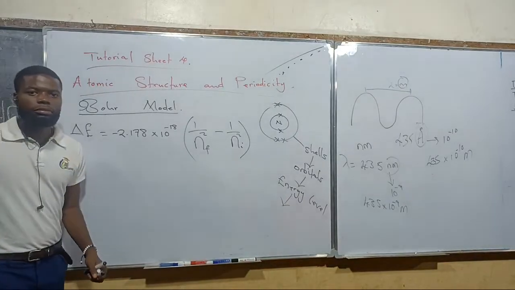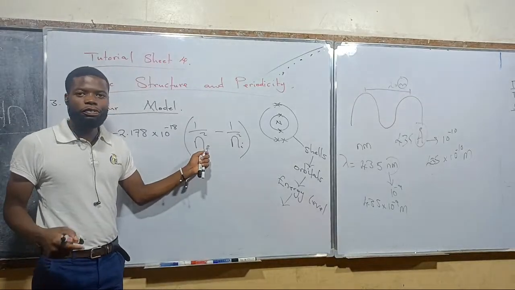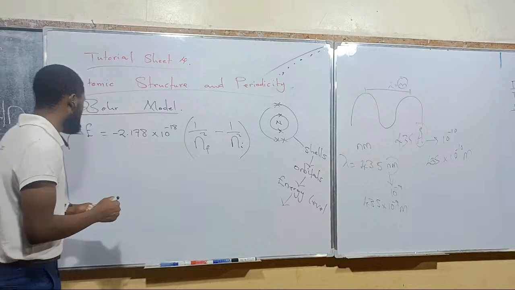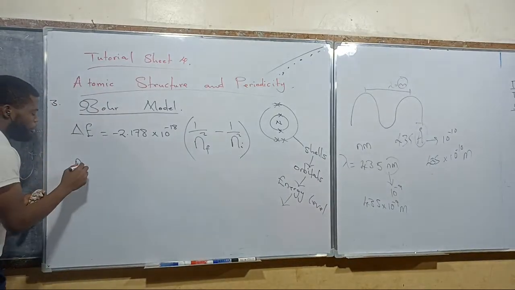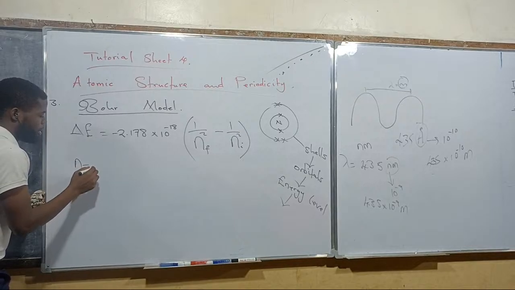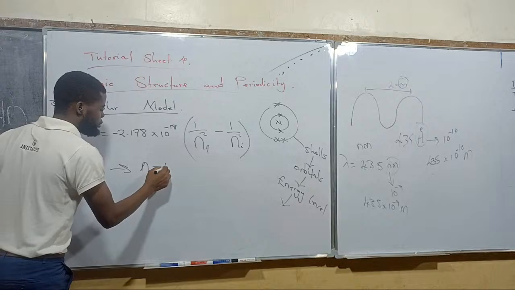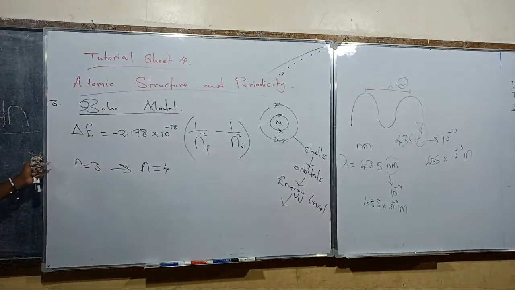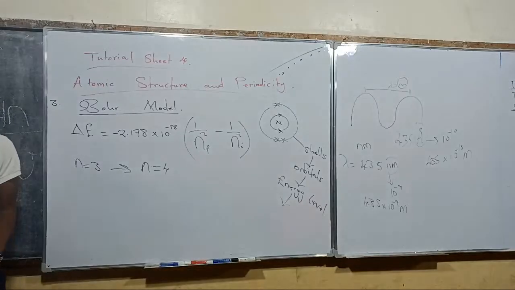Now we need to keep in mind that when an electron is moving from a lower energy level to a higher energy level, meaning maybe n is equal to 4, energy is absorbed. So when an electron is moving from a lower energy level to a higher energy level, the energy is going to be what? Absorbed.